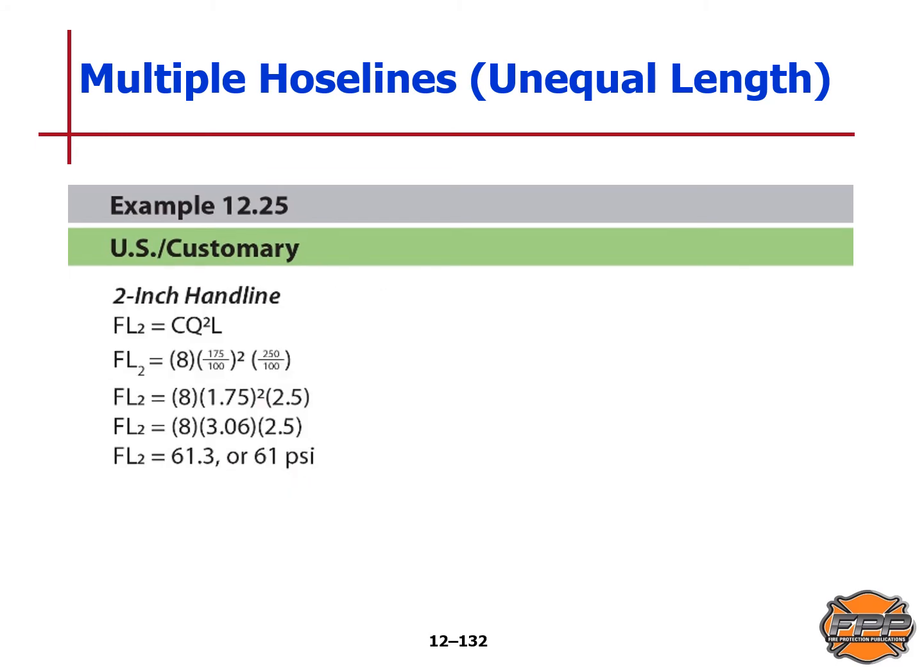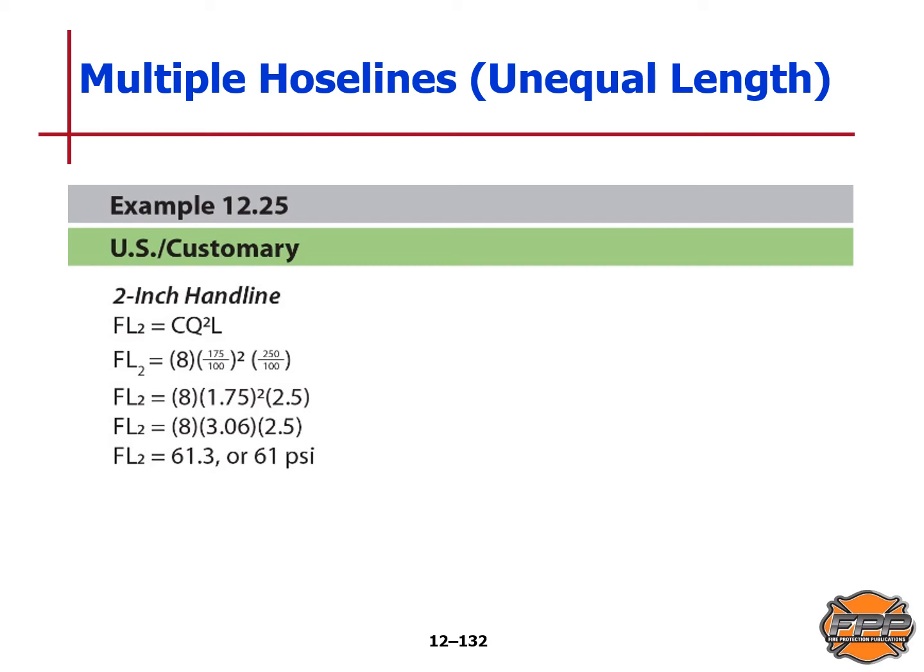We've got a 2.5-inch hand line with a friction loss of FL2 equals CQ2L. That's our standard formula. So we plug in the numbers. Friction loss 2 equals 8, which is our coefficient from the table, times 175 divided by 100, which is our flow, squared, times 250 divided by 100, which is our hose length, divided by 100.